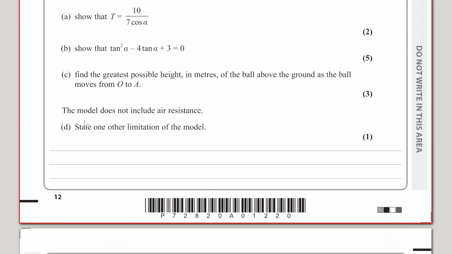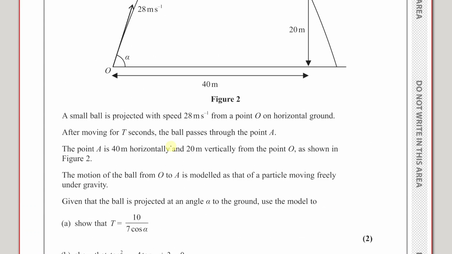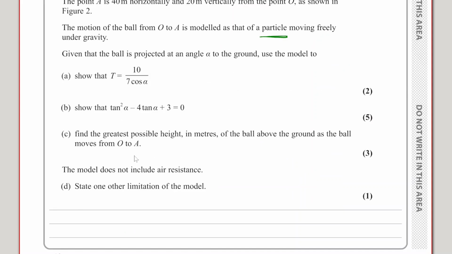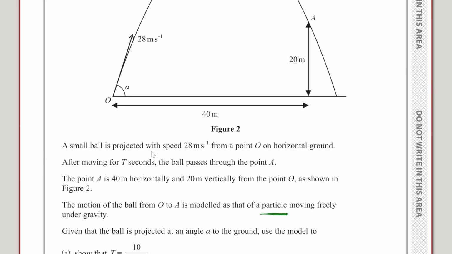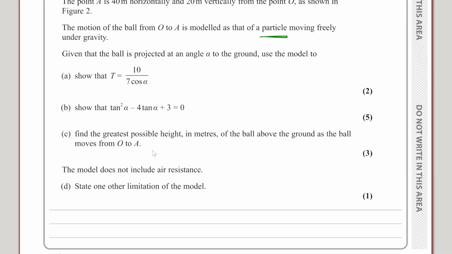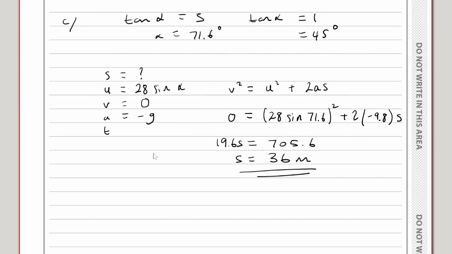The model does not include air resistance. State one other limitation of the model. We can go with any of the assumptions that have been made. We've used g as 9.8. We could use a more accurate g. We've modeled it as a particle, and we could say something about the wind. So I'll just say we could use a more accurate value for g.